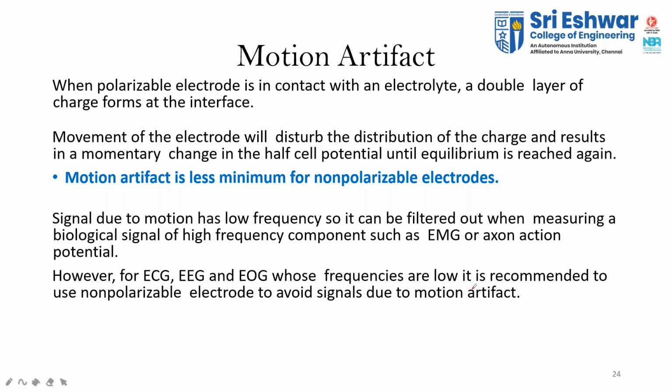Motion artifacts. What are motion artifacts? Artifacts are nothing but disturbances present in extracting signals out of the human body, which disturb the measurement of the performance of the organs. Motion artifacts occur when the person moves or the electrode placement moves from one place to another.